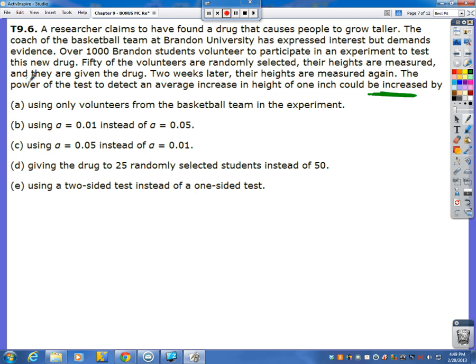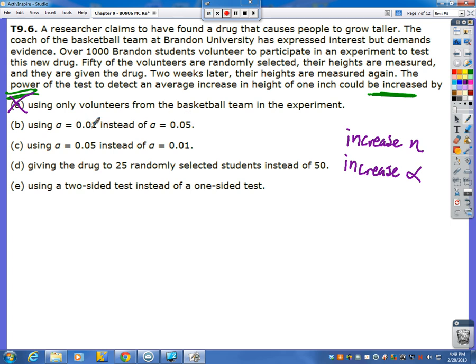We want to increase the power of the test. Now, there were 2 things I told you from the videos about how to increase power. Number 1 was to increase our sample size. And number 2, the lesser known, was to increase your alpha value. So A, using only volunteers from the basketball team in the experiment. Nope.